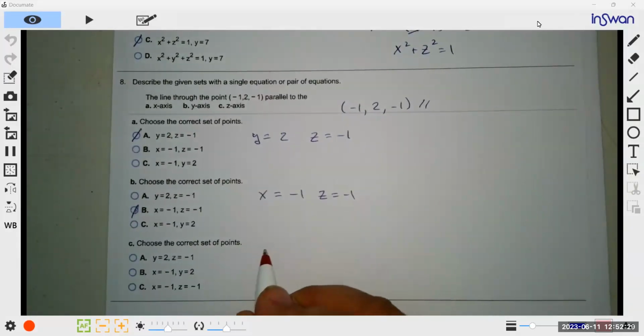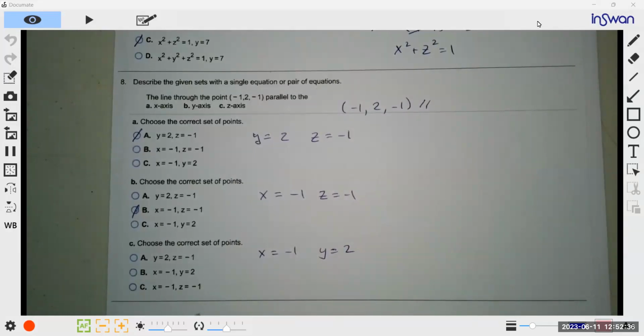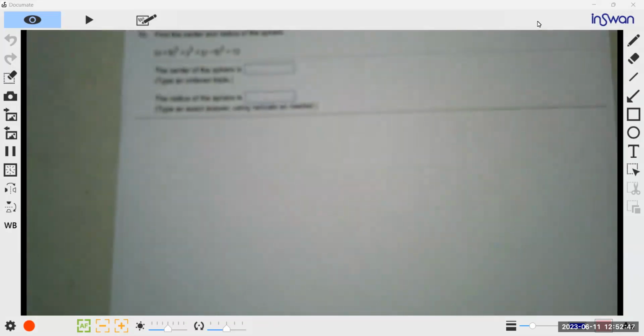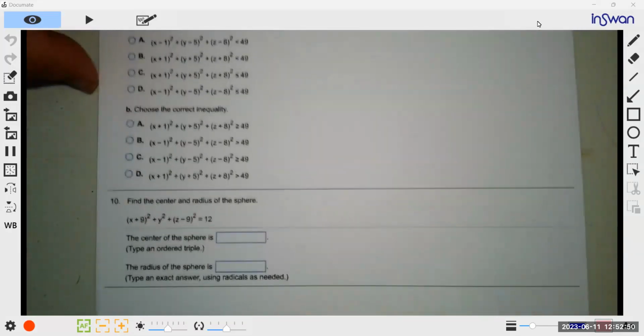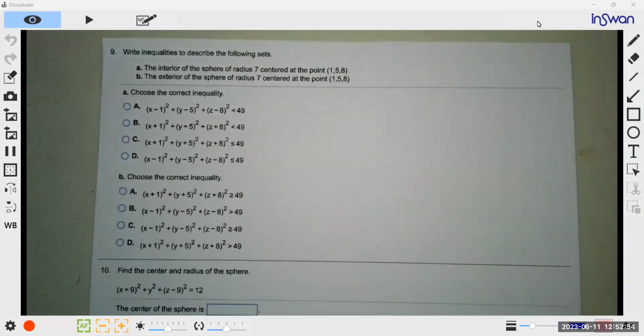And if it's parallel to the z-axis, we only have the x value and the y value. x is -1, y is 2, so the answer is B. All right, that's it for that one. Because if it's parallel to it, that means the axis is not being crossed, so there's no value in it. All right, number 9.